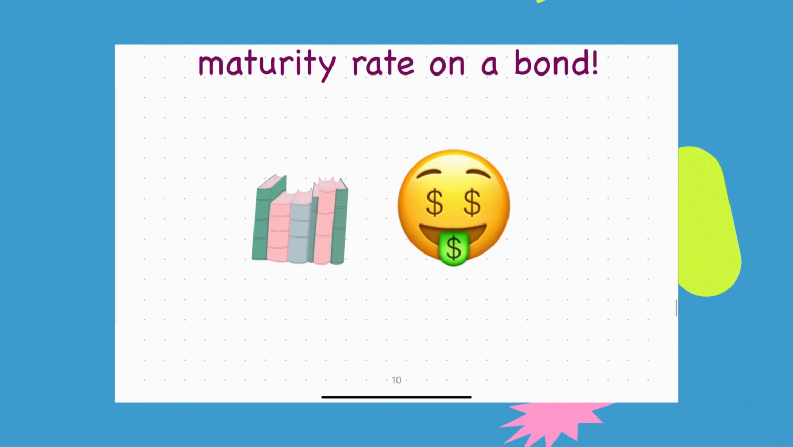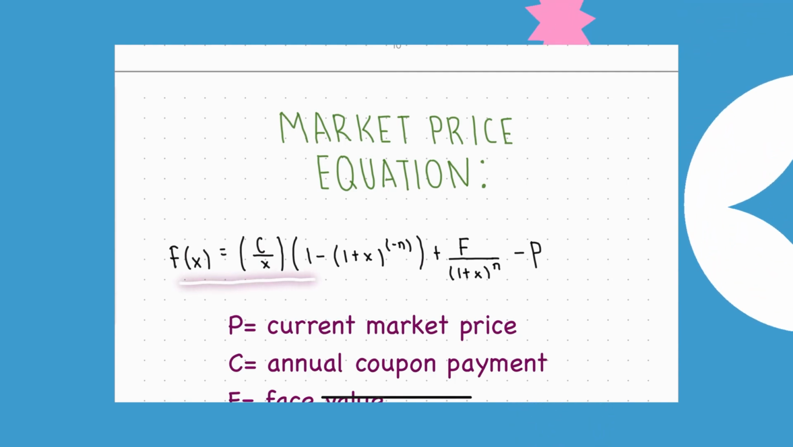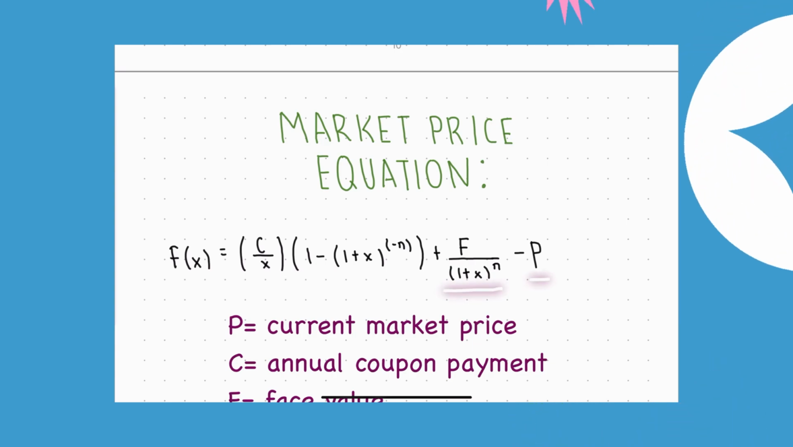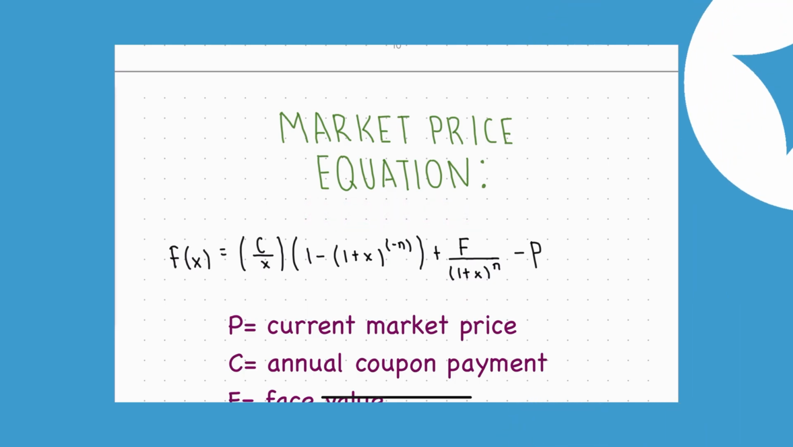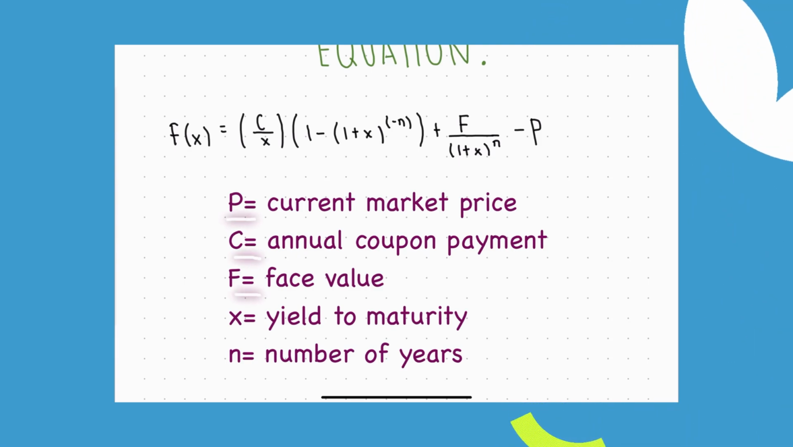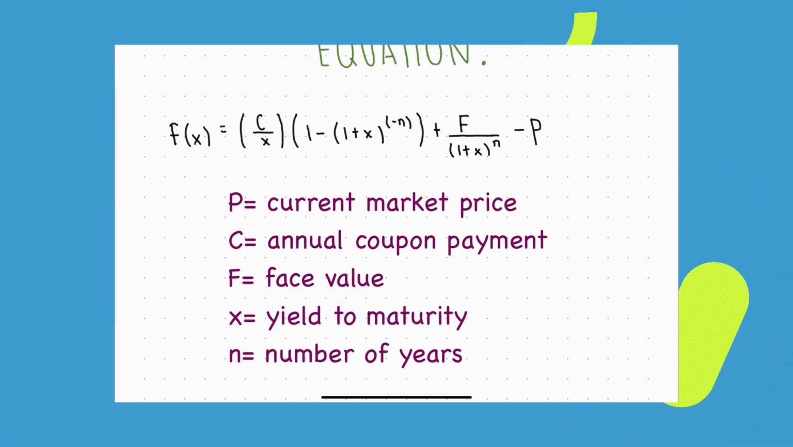First, we use the market price equation, which is f of x equals c divided by x times 1 minus 1 plus x to the negative n, plus f divided by 1 plus x to the n, minus p. This equation solves for market price, and we're using it to find the yield to maturity rate, which is represented by the x variable. In this equation, p equals current market price, c equals annual coupon payment, f equals face value, x equals yield to maturity, and n equals number of years.